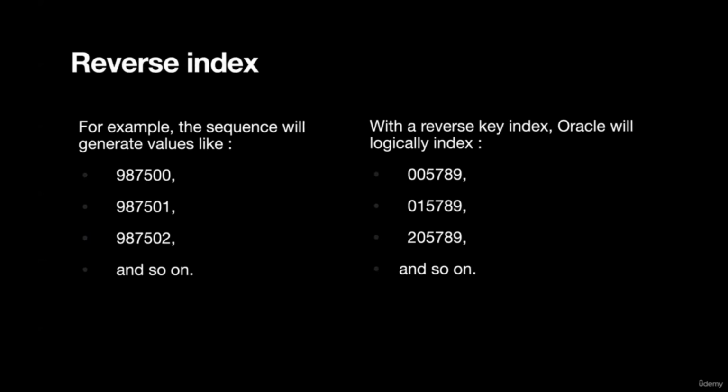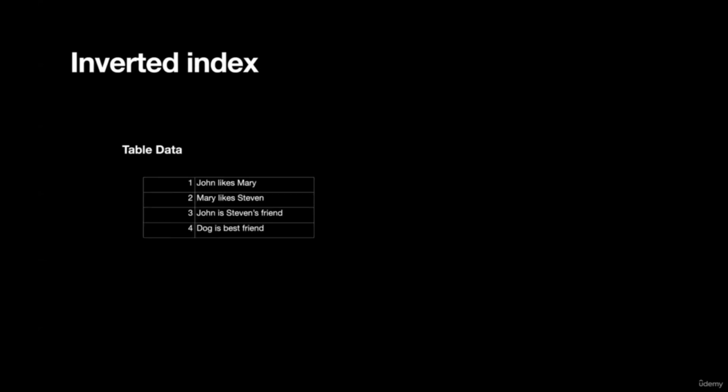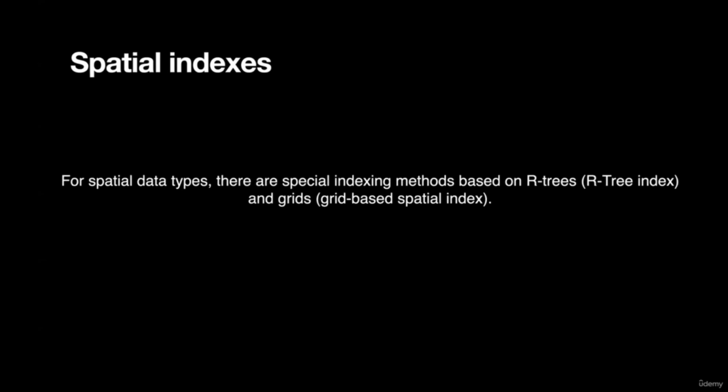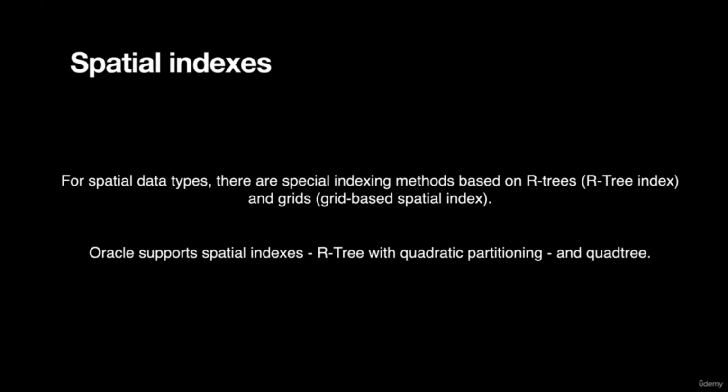Number 4, inverted index. An inverted index is a full text index that stores for each key token a sorted list of the addresses of the table entries that contain the given key. Number 5, spatial indexes. For spatial data types, there are spatial indexing methods based on R-tree index, and grids, in the sense of grid-based spatial index. Oracle supports spatial indexes, R-trees with quadratic partitioning, and quadtree.